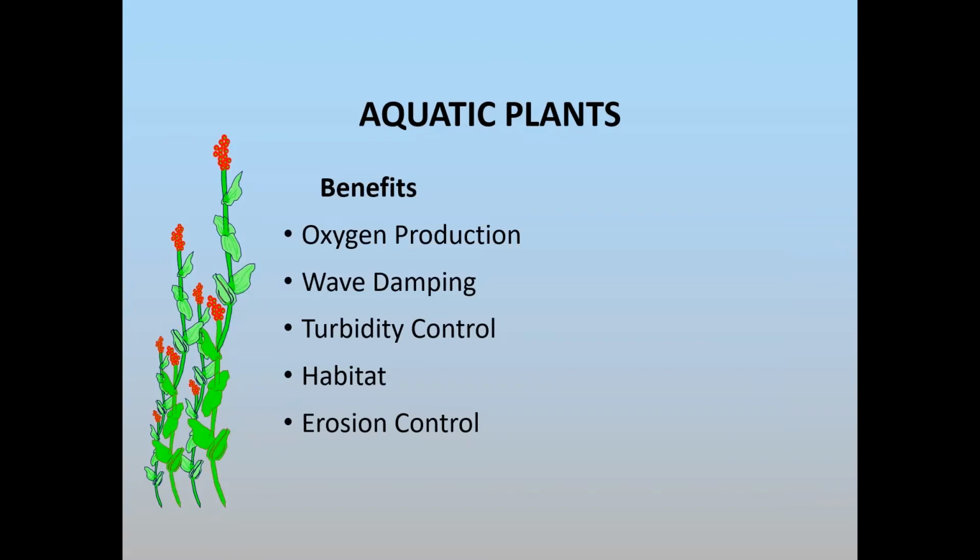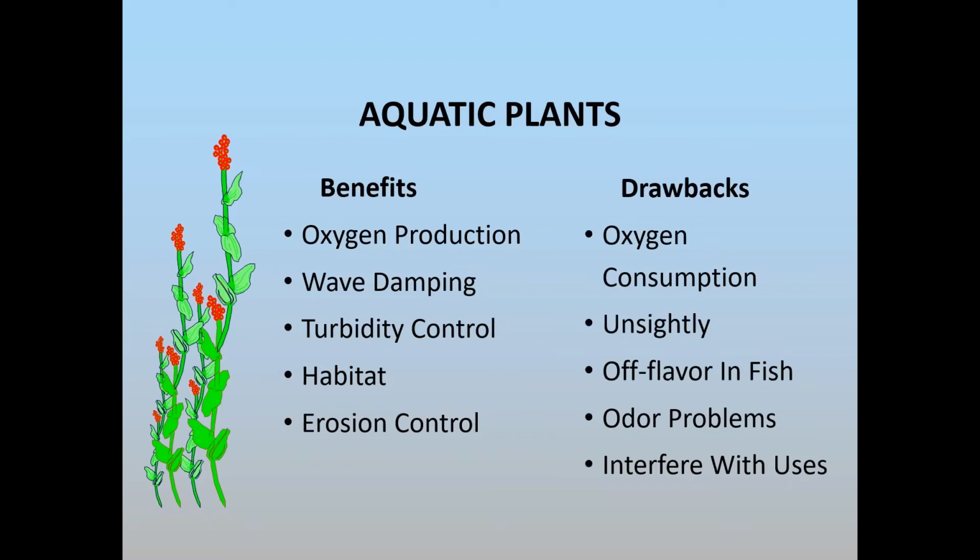I mentioned oxygen production, but they also help in erosion control, dampening the waves. They help trap some of the turbidity. And obviously, they're very important in creating habitat for a whole host of different aquatic organisms. But again, on the other side, they can be a negative and have some drawbacks, in that not only are they the largest oxygen producer, but they're also the largest oxygen consumer.